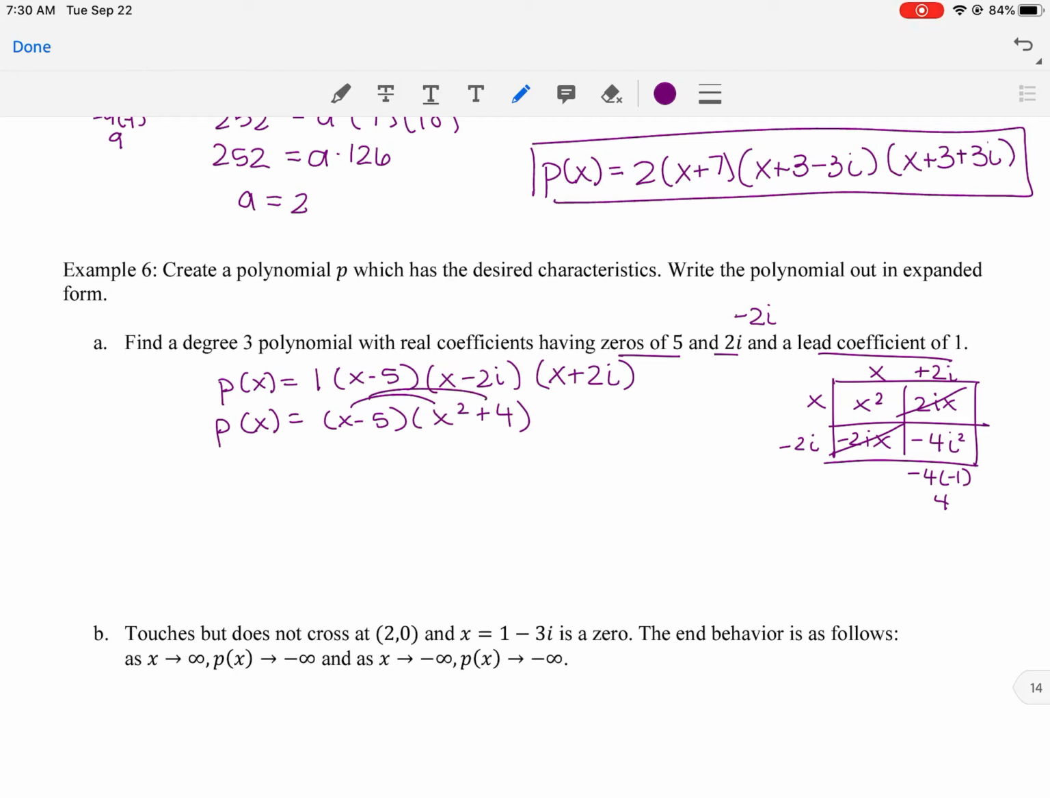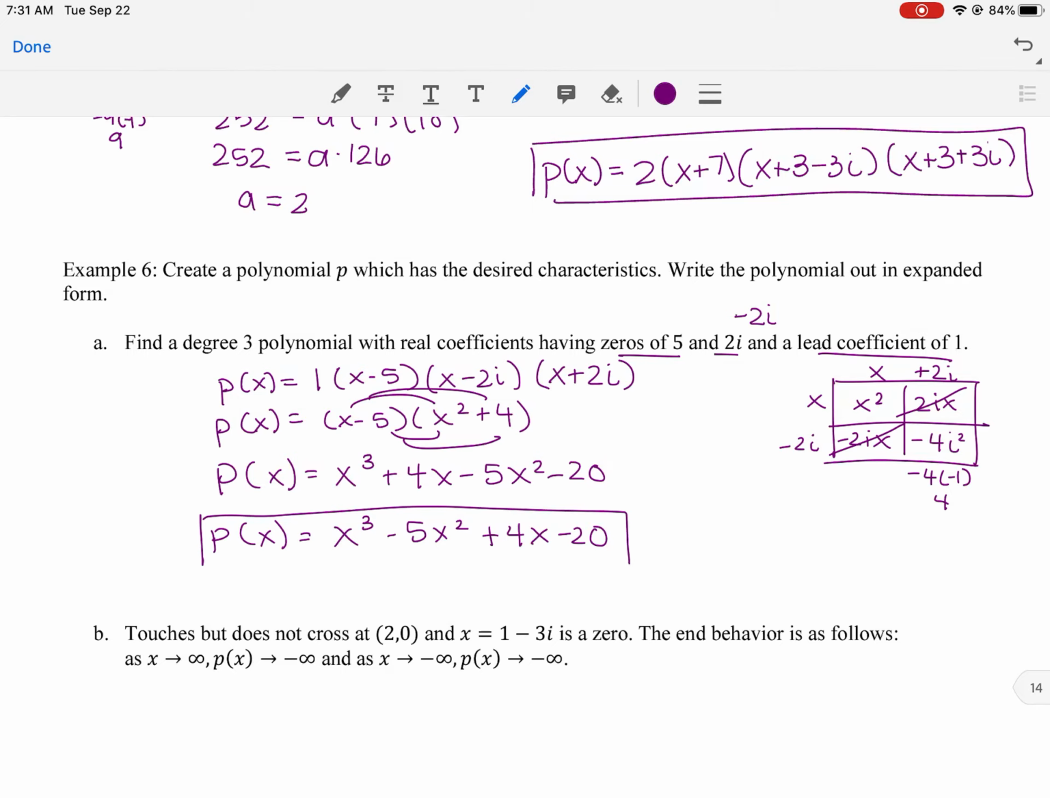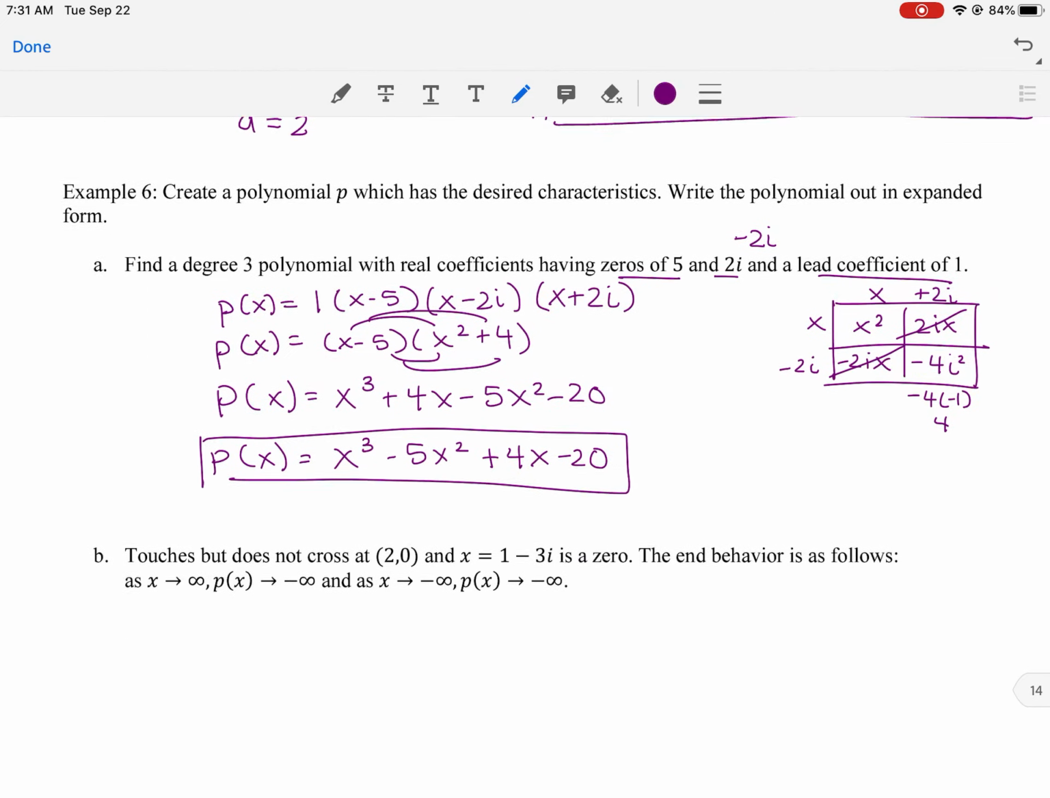So now let's distribute through. So p of x equals x cubed plus 4x minus 5x squared minus 20. And I am going to write it in descending order. It's not to say that you have to, but I think it just makes it look a little bit nicer as a polynomial. And we've got our polynomial that has the zeros indicated.